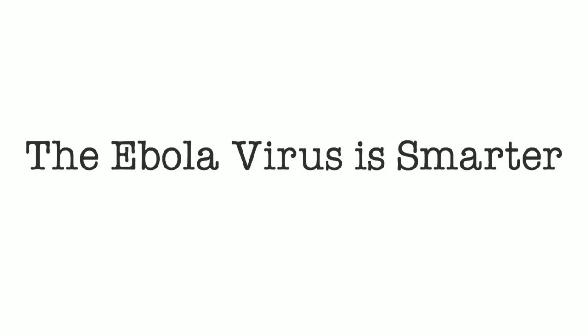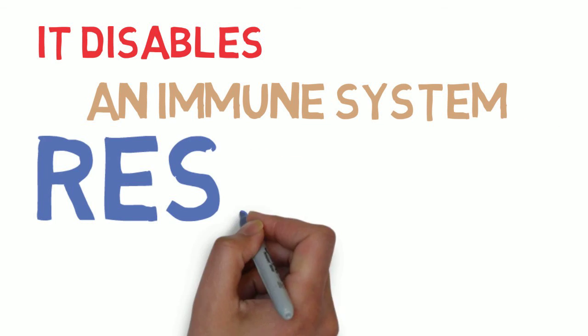In one sentence, the reason why the Ebola virus is so difficult to treat is because it disables an immune system response, leaving the body vulnerable to attack.